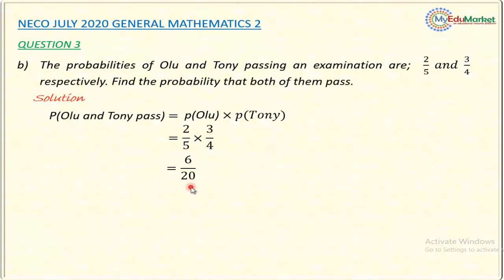So I'll reduce this 6/20 to a much simpler form. There I am going to have 3/10. 2 in 6 is 3. 2 in 20 is 10. So with that, I finish answering this question.